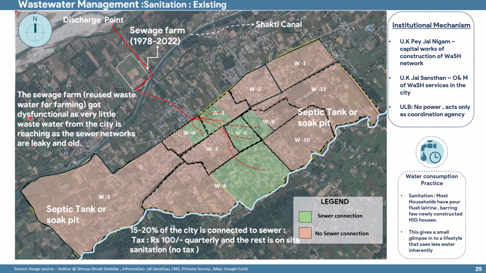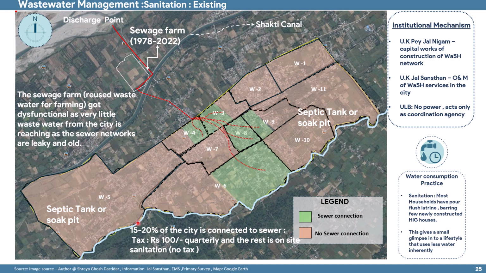For wastewater management, the city majorly depends on on-site sanitation, with only 15% of the city having sewer coverage. The wastewater from the sewer lines used to be treated in a sludge tank, and this treated water was then used in farming practices. This land belonged to UK Jal Sansthan and the farming was done on the basis of lease. But with the advent of this ULRIP program, this practice is currently dysfunctional, and the untreated waste is directly discharged into the river.